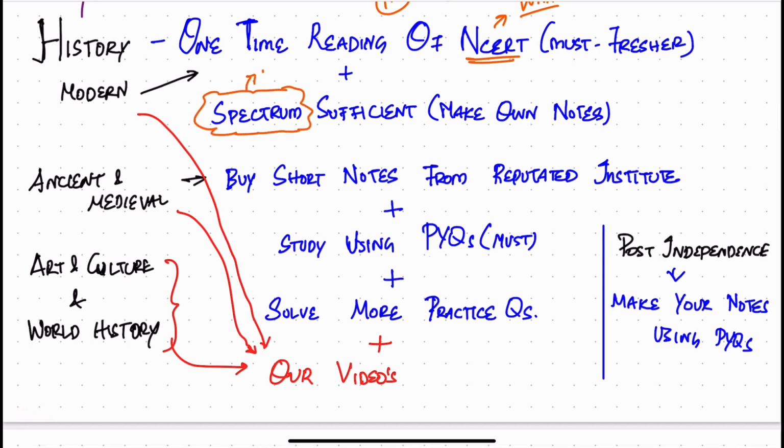You have to read it at least 3 times. After that, make your own notes. That is sufficient. Don't read Spectrum 10-20 times, because it is a very big book and has a lot of data. You can't remember everything, because we are humans and UPSC is like a monster. A human has to fight a monster.